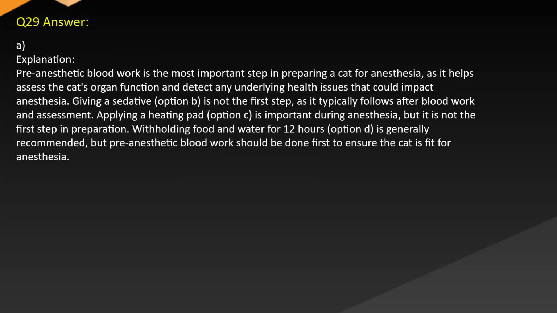Answer A. Explanation. Pre-anesthetic blood work is the most important step in preparing a cat for anesthesia, as it helps assess the cat's organ function and detect any underlying health issues that could impact anesthesia. Giving a sedative, option B, is not the first step, as it typically follows after blood work and assessment. Applying a heating pad, option C, is important during anesthesia, but it is not the first step in preparation. Withholding food and water for 12 hours, option D, is generally recommended, but pre-anesthetic blood work should be done first to ensure the cat is fit for anesthesia.